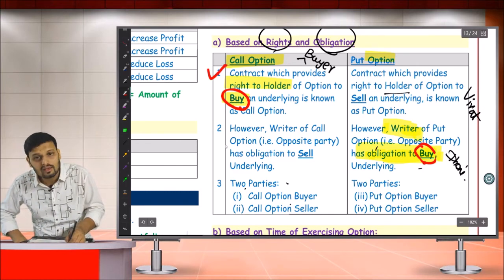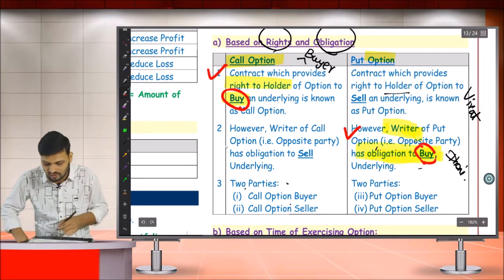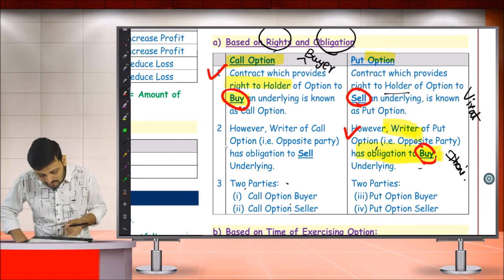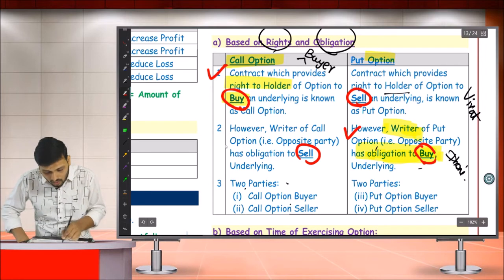He has the right to buy. He has the obligation to buy. Same way, put option buyer has the right to sell. Call option seller has the obligation to sell.